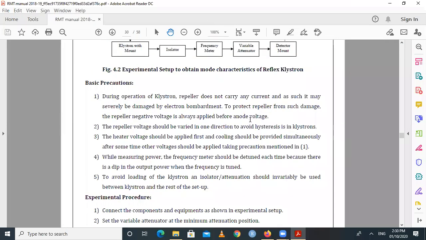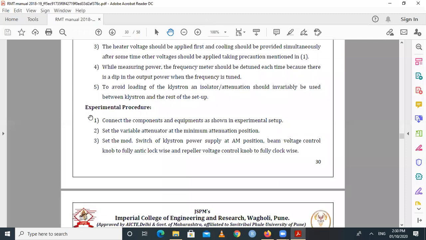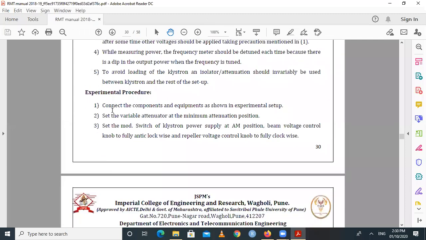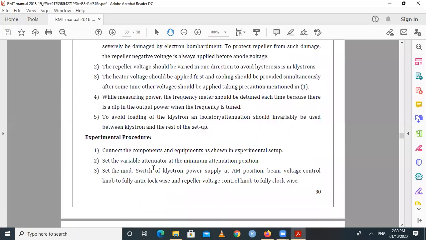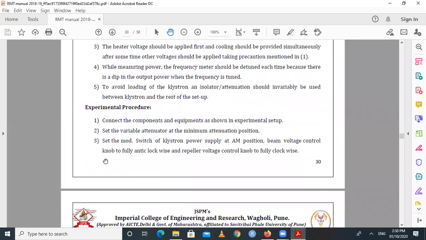After that, we have to go for performing the actual experiment. So there is a procedure for performing this experiment, like you have to connect the components and equipment as shown in this block diagram. Then you have to set the variable attenuator, but we are not using a variable attenuator, so this step number 2 is not used.